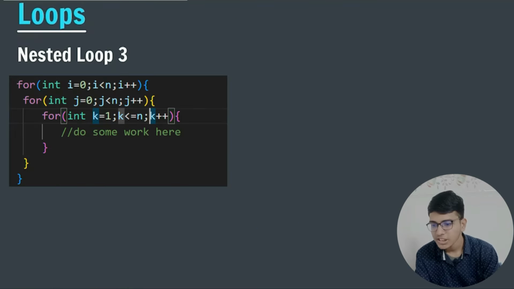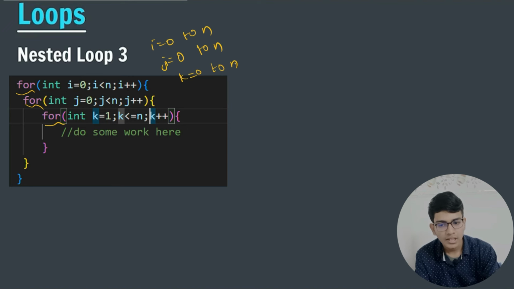Now let us talk about a simple 3 nested loops here, right? Here this is our first loop, second loop, third loop. So initially I'm running i from 0 to n times. After it, j from 0 to n. After it, our third loop is k from 0 to n.